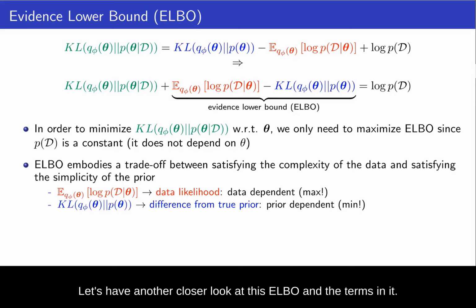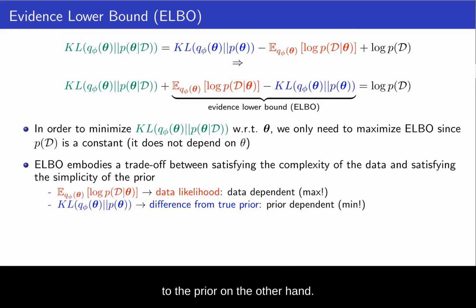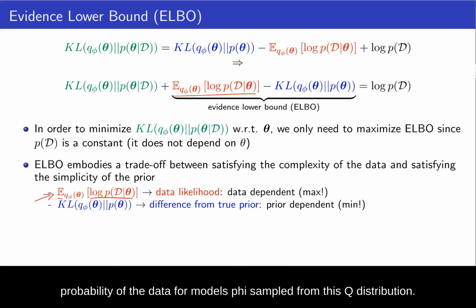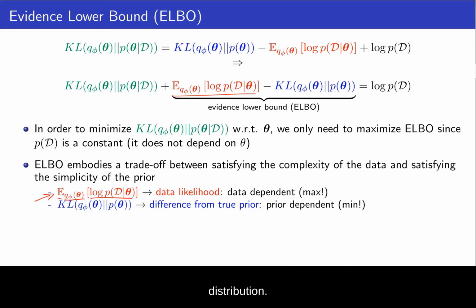Let's have another closer look at this ELBO and the terms in it. The ELBO embodies a trade-off between fitting the data on the one hand, but also being close to the prior on the other hand. This red term here, exactly this red term up there, is the expectation of the log probability of the data for models phi sampled from this Q distribution. And we want to maximize that. We want to make the data as likely as possible under the Q distribution.